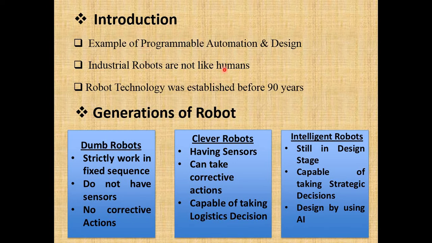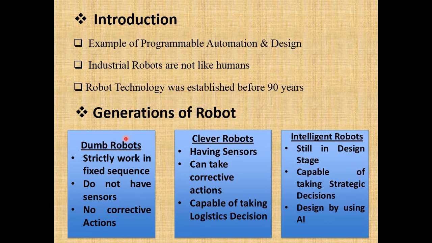If I talk about the robotic system in more detail, it is an example of programmable automation and design. It is not like industrial robots are like humans as you have seen in the movies, it is not like a human. It has a manipulator, actuators, controller and different parts. And this technology was established before 90 years. Now next we will talk about the generation of the robot.